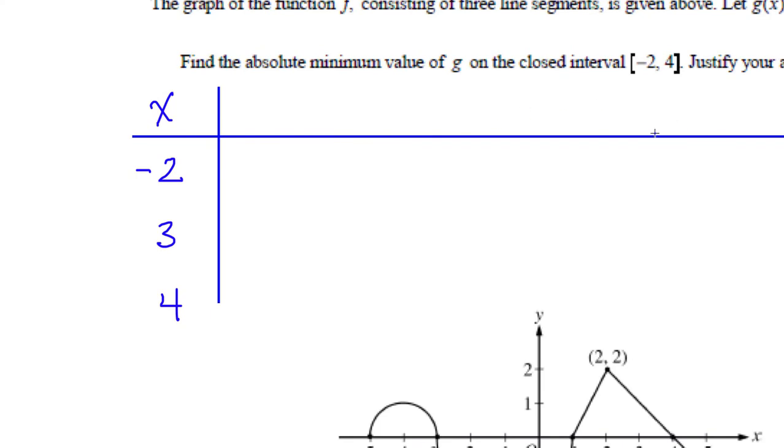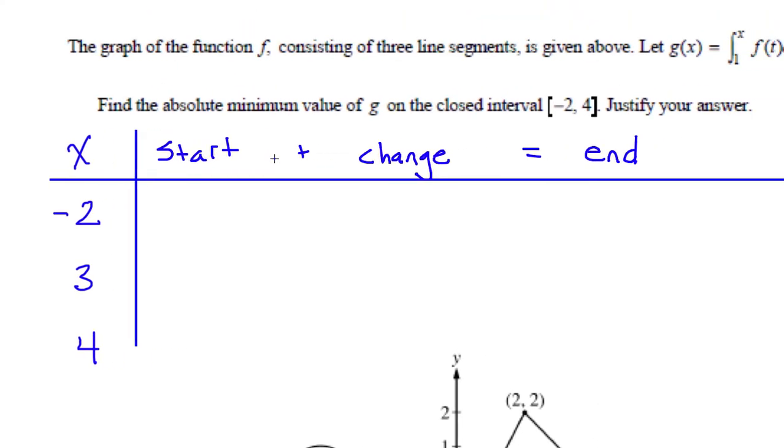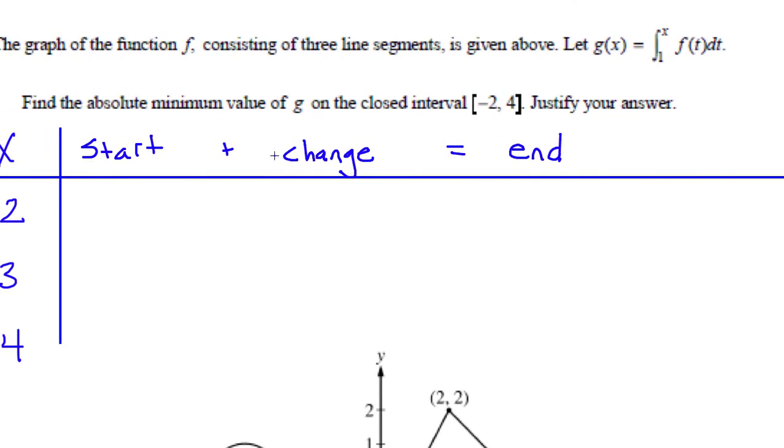Now I'm going to do my start plus change, and that's going to equal the end. All right, so start. What do I have for my start condition? It looks like nothing. So it's going to be 0, 0, 0, 0. They didn't tell us anything, so we're going to assume it's 0.